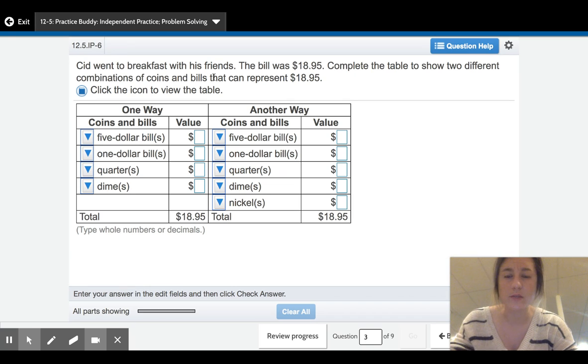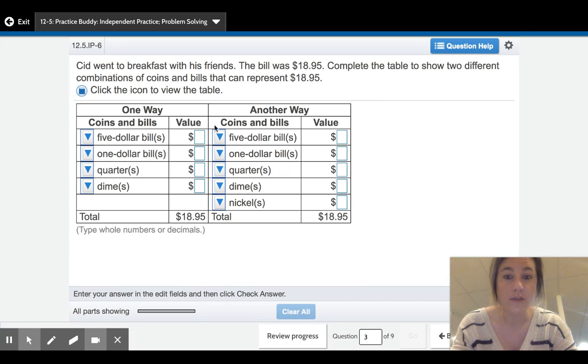Sid went to breakfast with his friends. The bill was $18.95. Complete the table to show two combinations of coins and bills that can represent $18.95. Your numbers might be different depending on which practice buddy you get, but it gives you the bills and coins it wants you to use, but it wants you to come up with different combinations. So you have to play around with it. So pick different numbers, and then you have to make sure they're adding up to $18.95 both times.